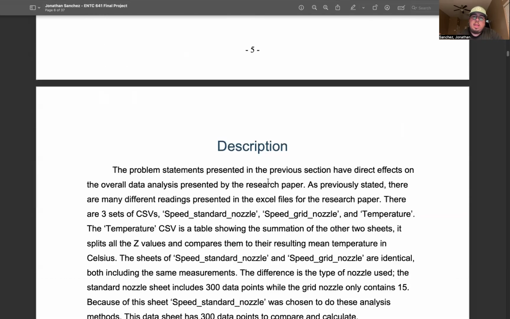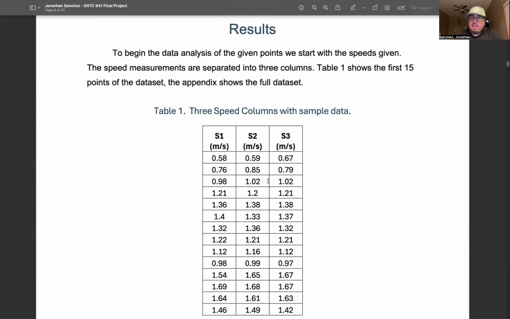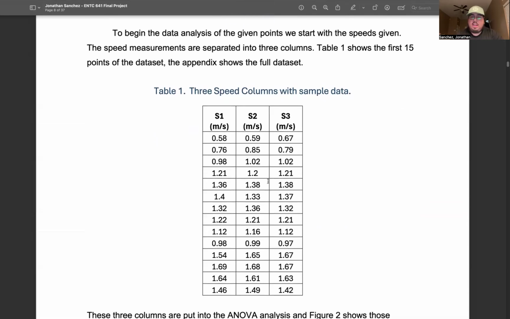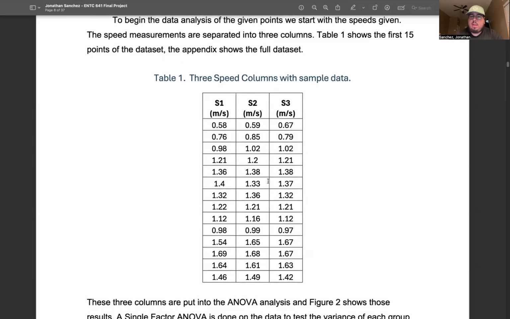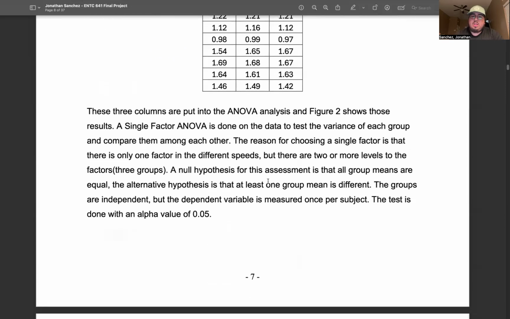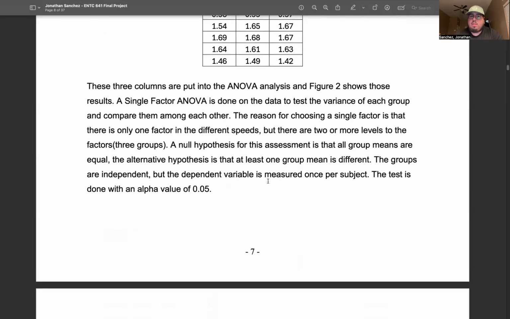I went through and did an ANOVA analysis of these positions, and to start off, I did an ANOVA analysis of the speeds that were given. We were given three different speeds. This is a small version of the chart. The rest of it is in the appendix. The ANOVA was done to make sure that the mean of all these three speed columns can be considered equal, so that there's no outliers, no problems in the analysis.